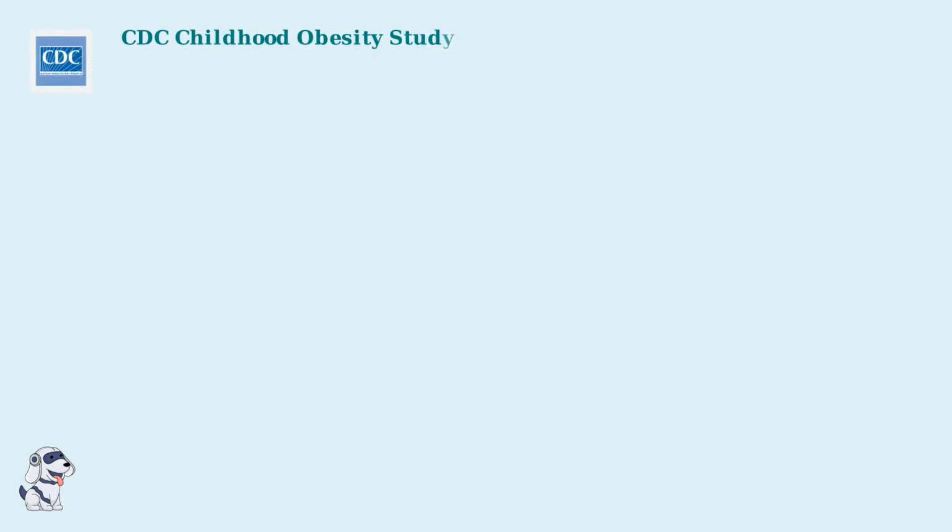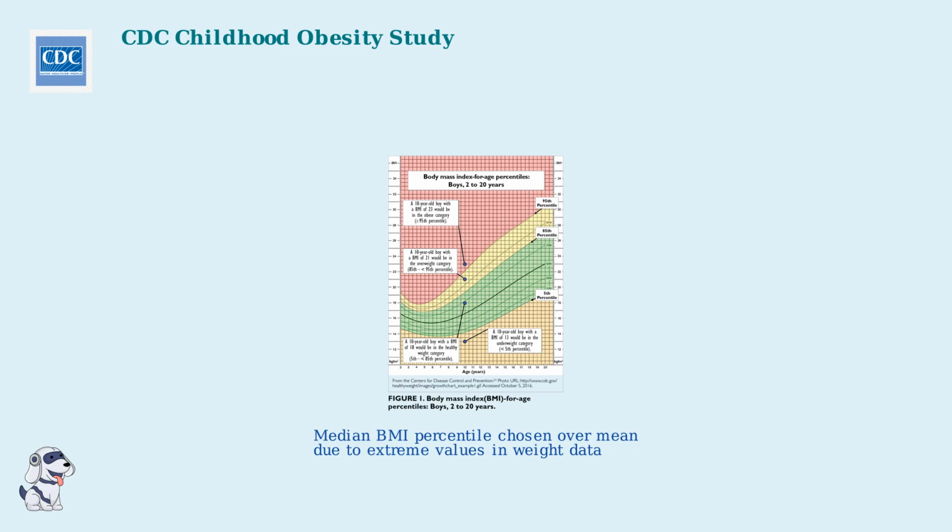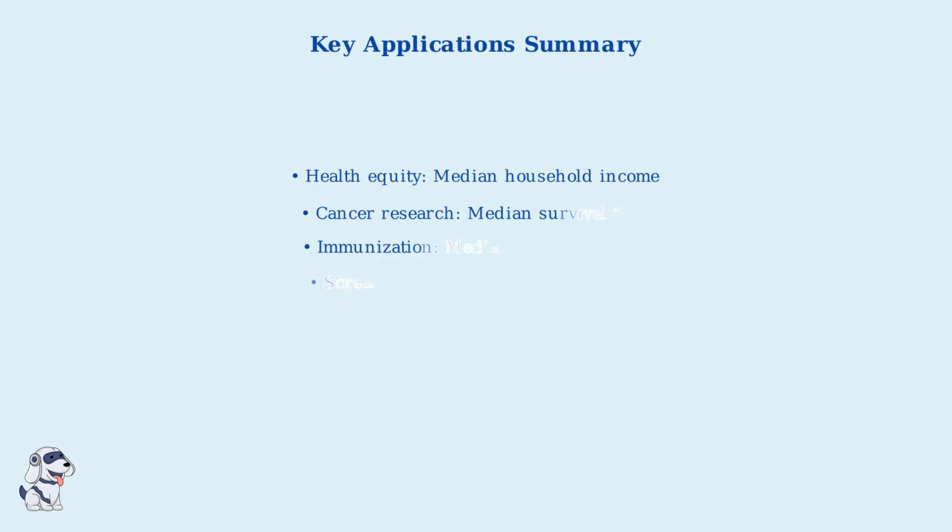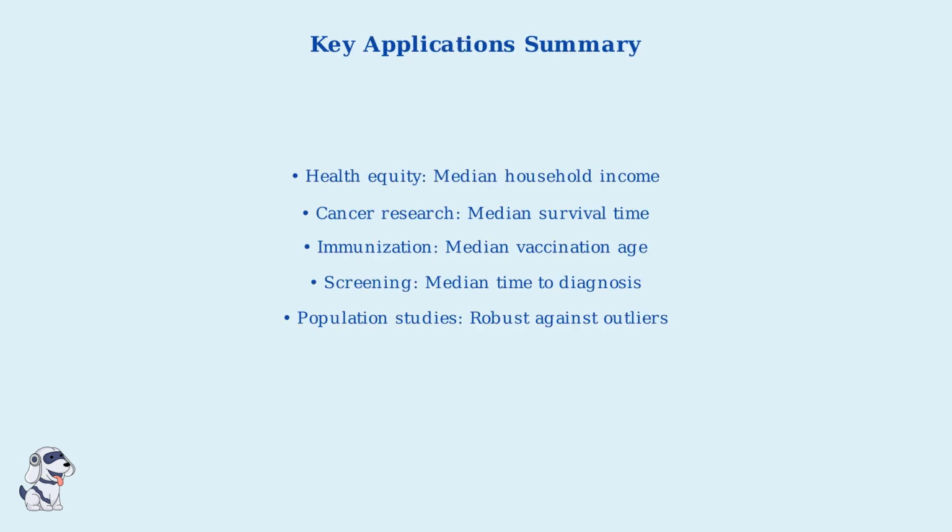A prime example of the median's practical value comes from the CDC childhood obesity study. Researchers chose median BMI percentile instead of the mean because extreme values in childhood weight data can significantly skew results, making the median a more representative measure of typical childhood health status. These applications demonstrate why the median is indispensable in public health research. From measuring economic health disparities to evaluating treatment outcomes and program effectiveness, the median provides robust, interpretable insights that guide evidence-based public health decisions.